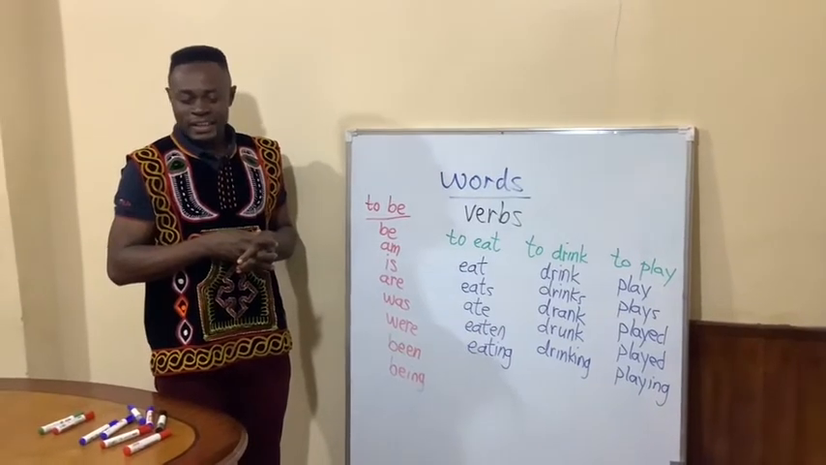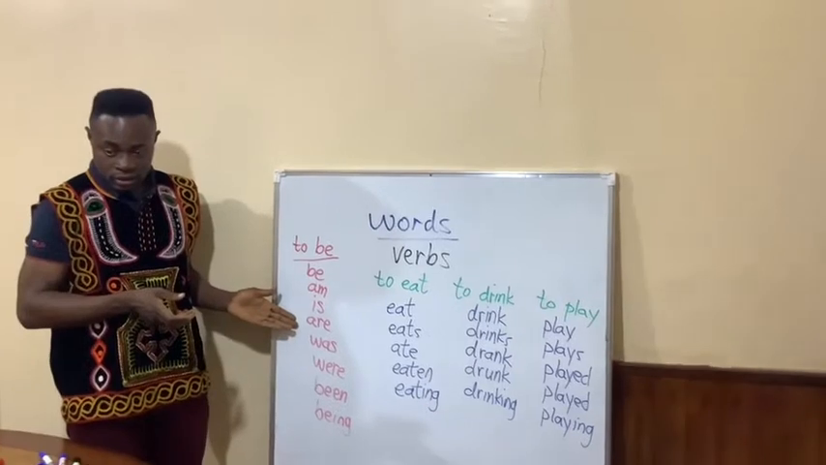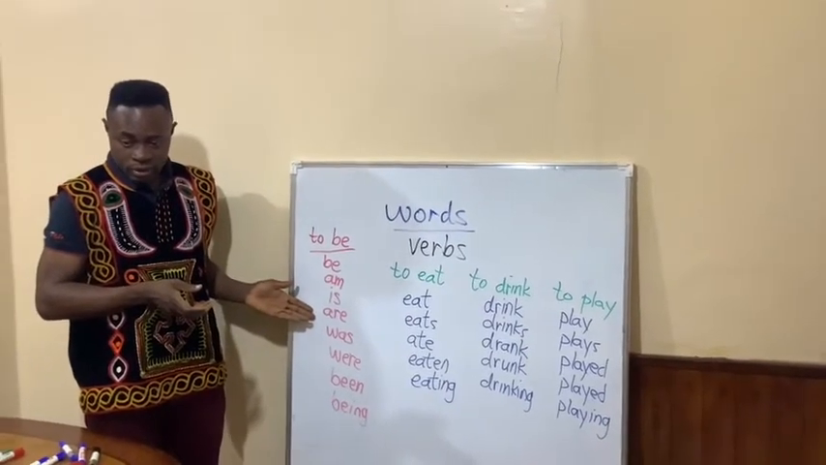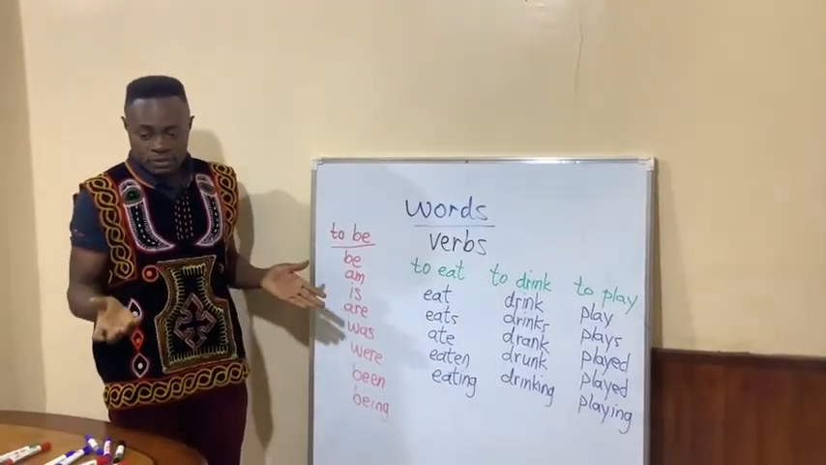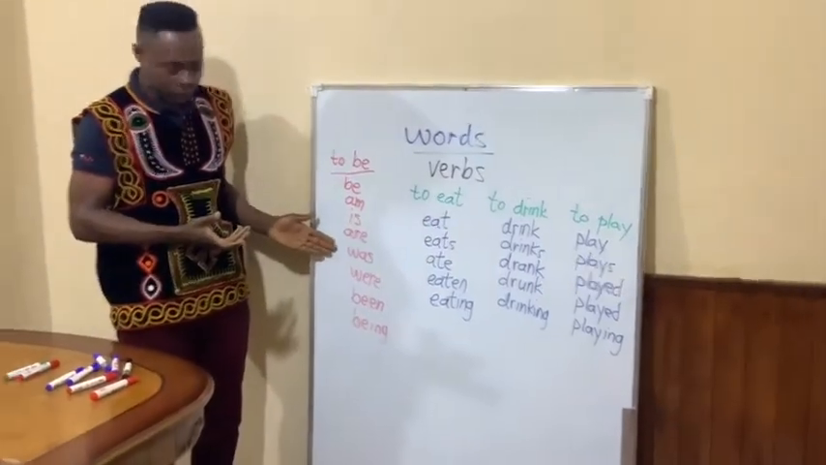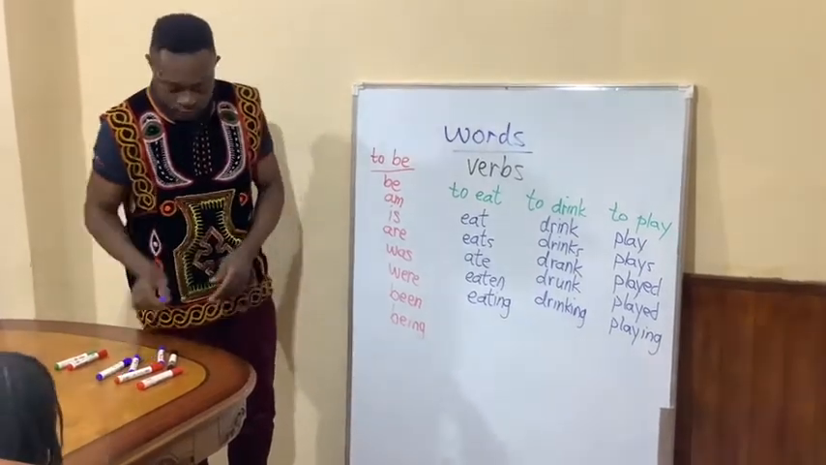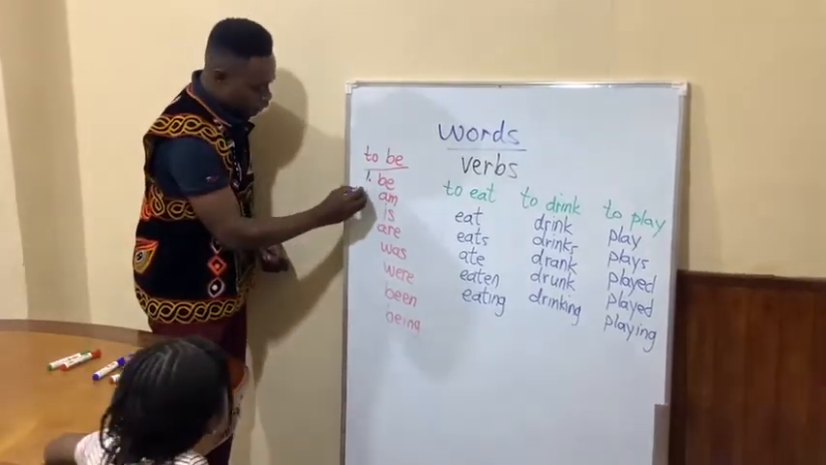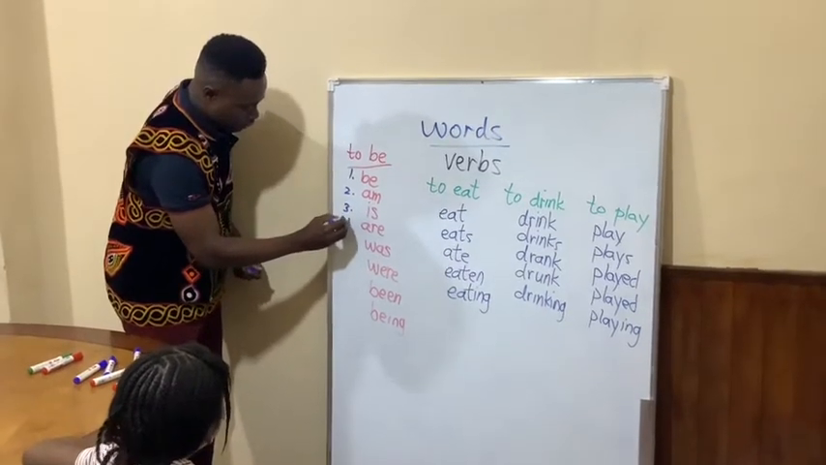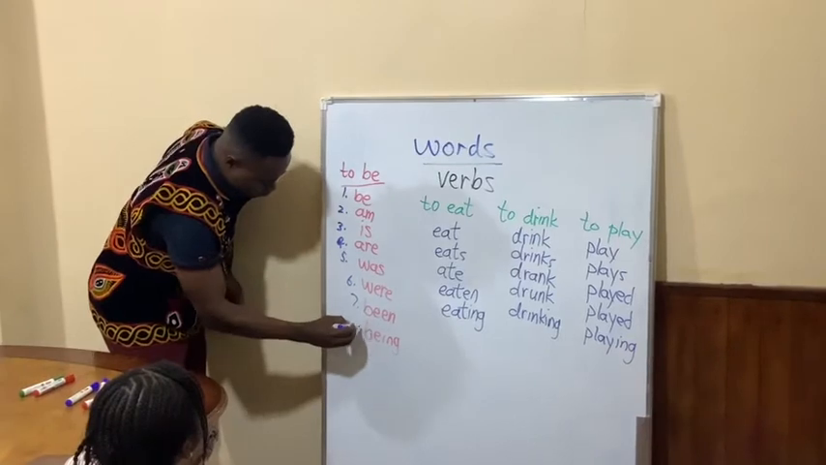8. All verbs in English, 8. All verbs. If I give you any verb now, how many forms? 5. With the exception of what? To be. To be that has what? 8. 8 forms. And now here, 1, 2, 3, 4, 5, 6, 7, 8.